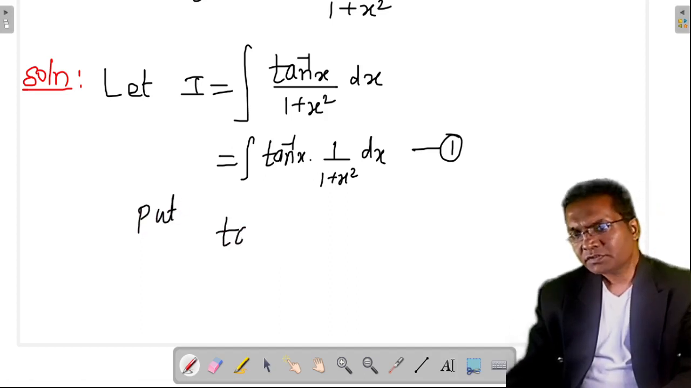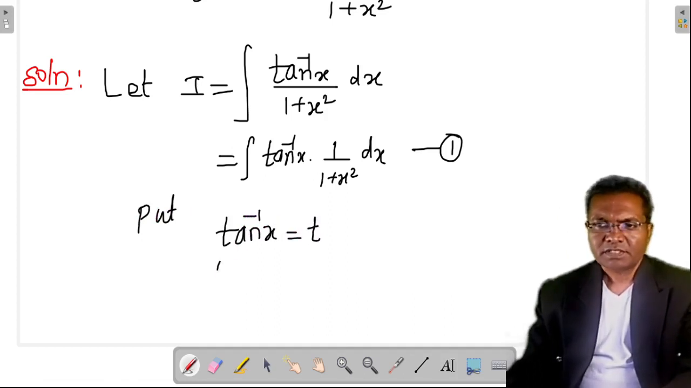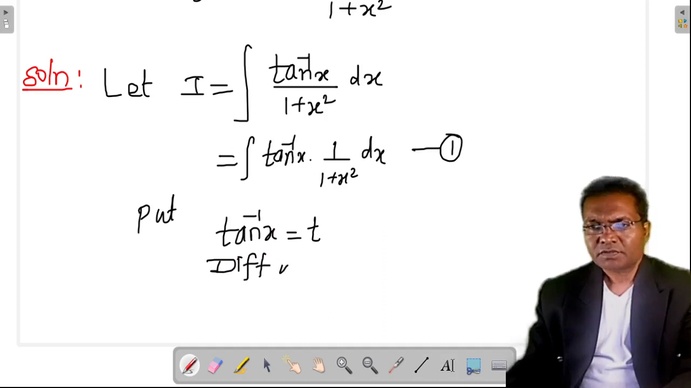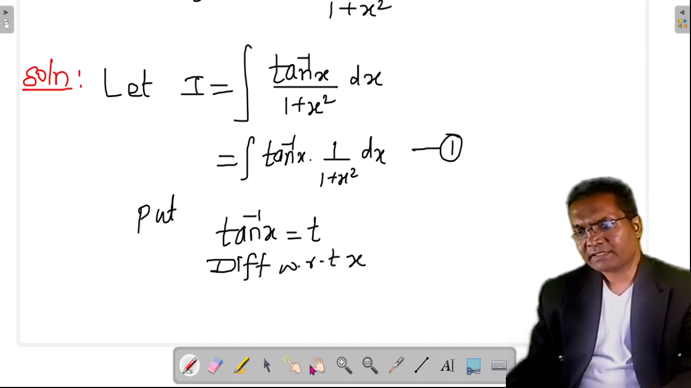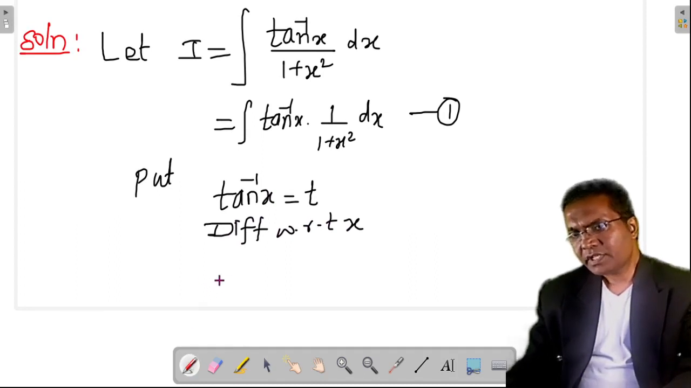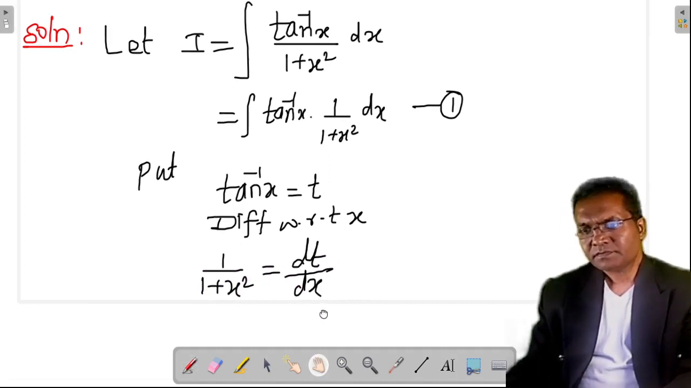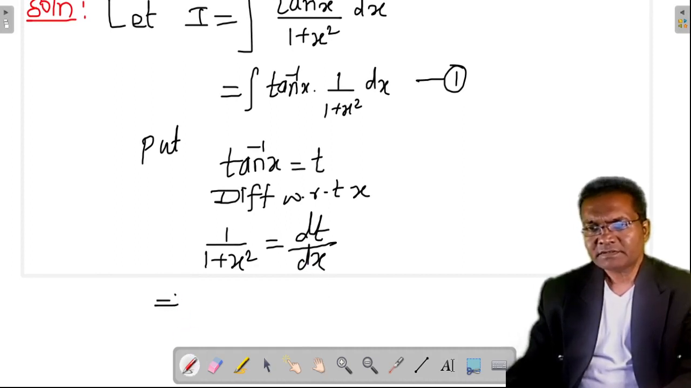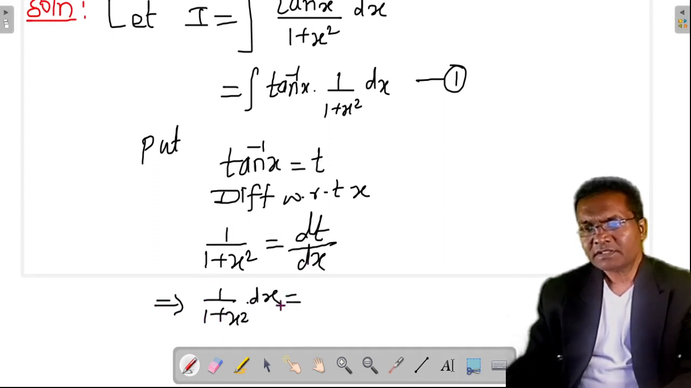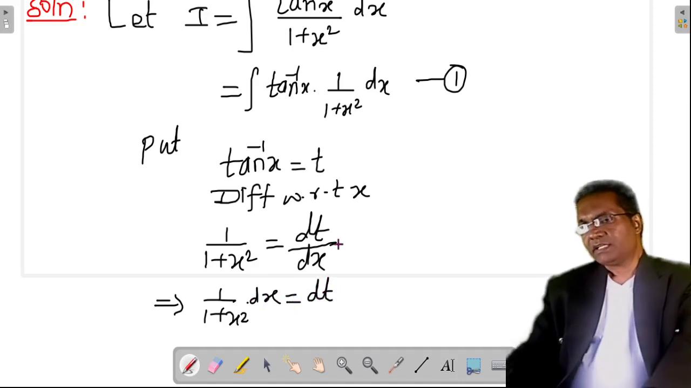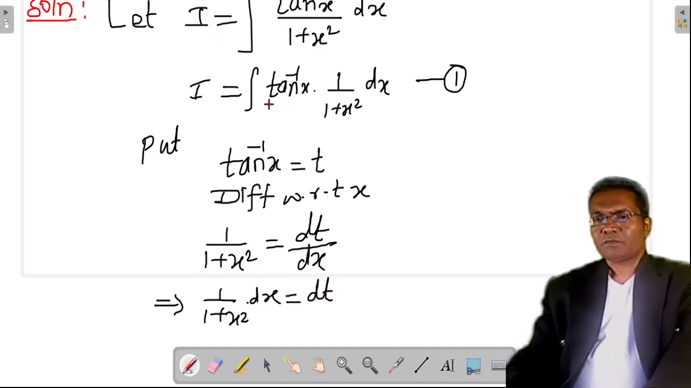Put tan inverse x is equal to t. Differentiate with respect to x. So the derivative of tan inverse x is 1 by 1 plus x square, equals dt by dx. Bring this dx this side. So 1 by 1 plus x square into dx equals dt. So make the substitution here. This is t and this is your dt.